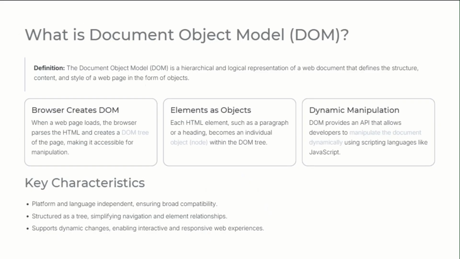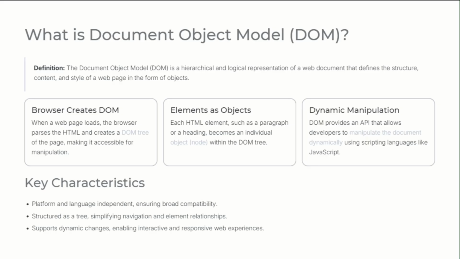What is Document Object Model? The Document Object Model is a hierarchical and logical representation of a web document. When a browser loads a web page, it doesn't work directly with raw HTML. Instead, it parses the HTML and converts it into a DOM tree stored in memory. Because everything is represented as objects, programming languages can easily read, modify, or remove parts of the page. This is what allows modern websites to be dynamic rather than static.